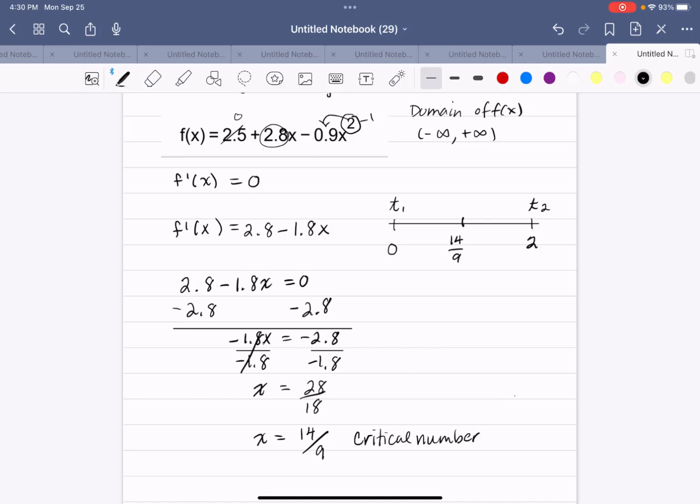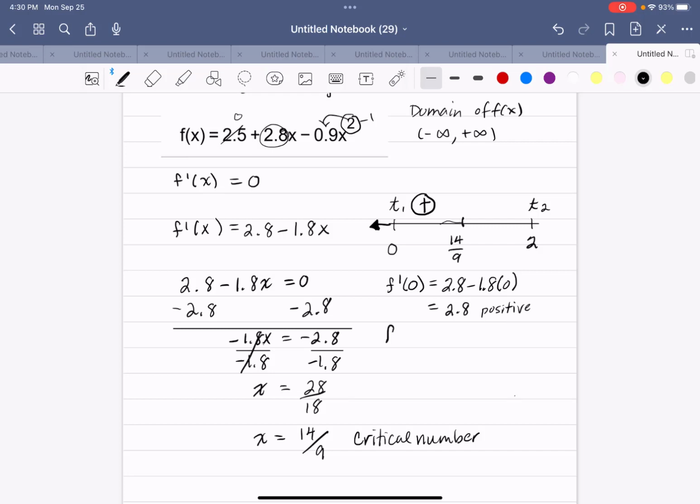So the first one I'll test is f prime of 0. That's going to be 2.8 minus 1.8 times 0, and that's going to give me 2.8. Now, since f prime of 0 is positive, that means that everything in this interval to the left of 14/9 is positive. And remember, it keeps going this way to the left, to negative infinity. So we've got a positive here.